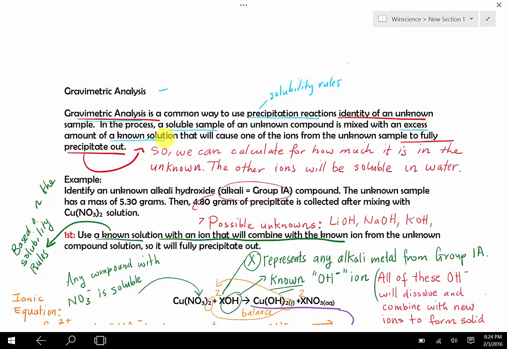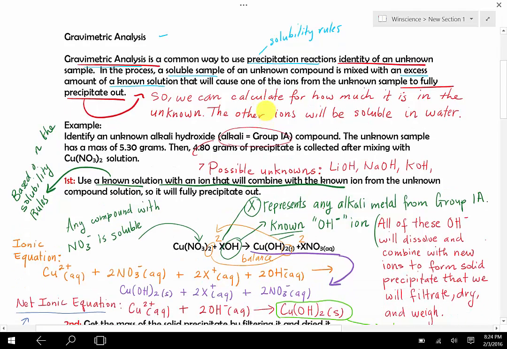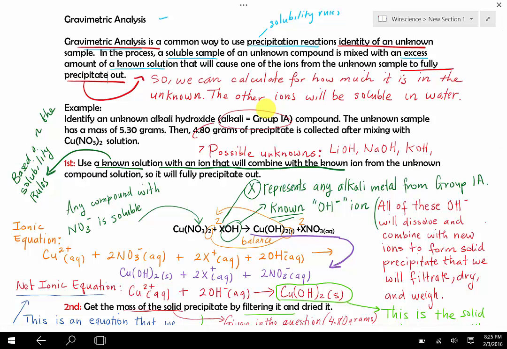So for the math part, it's really complicated, but let's go through an example and see how far we can go with this. Here is an example. Identify an alkali hydroxide. An alkali is basically in group 1A, so all those elements in group 1A. So this compound includes a hydroxide. Notice hydroxide is an ion that we now know is OH-, but we don't know what alkali it is going to be, because there are many possible alkali elements in group 1A.